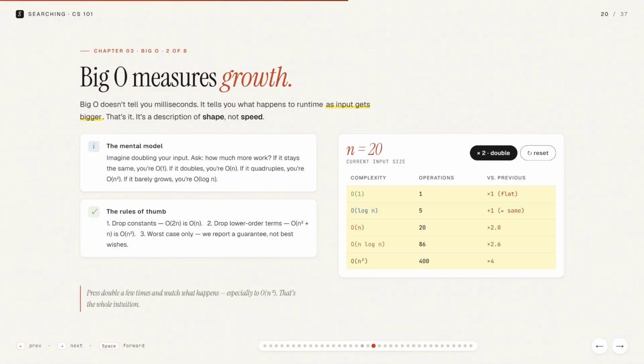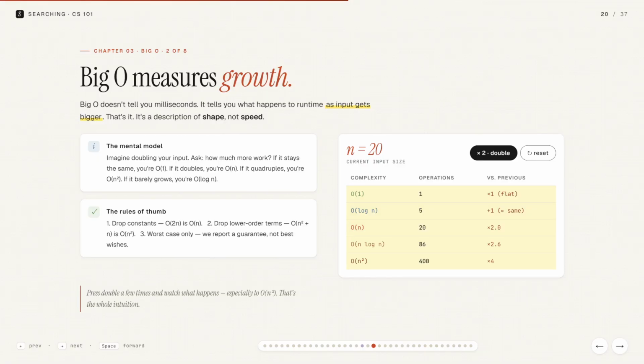O of 1 stayed at 1, which is flat. O of log n went from 3 to 4. Just one more step. O of n doubled, 10 to 20. O of n squared went from 100 to 400. That's 4 times more work.